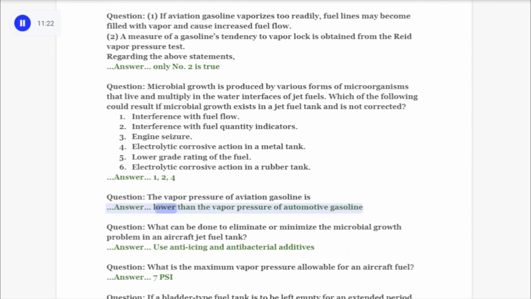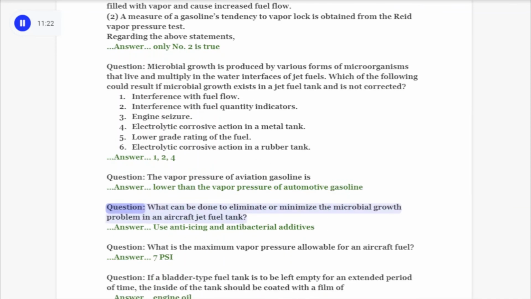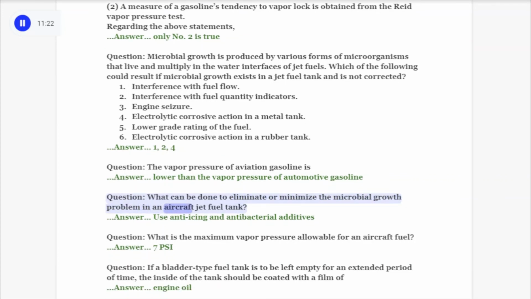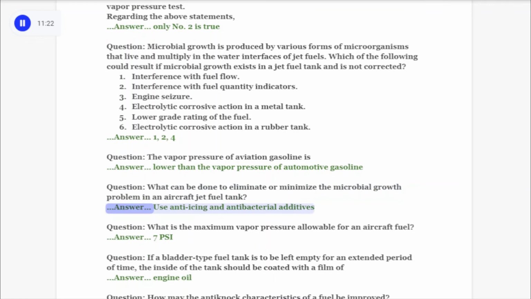Question: the vapor pressure of aviation gasoline is. Answer: lower than the vapor pressure of automotive gasoline. Question: what can be done to eliminate or minimize the microbial growth problem in an aircraft jet fuel tank? Answer: use anti-icing and antibacterial additives.